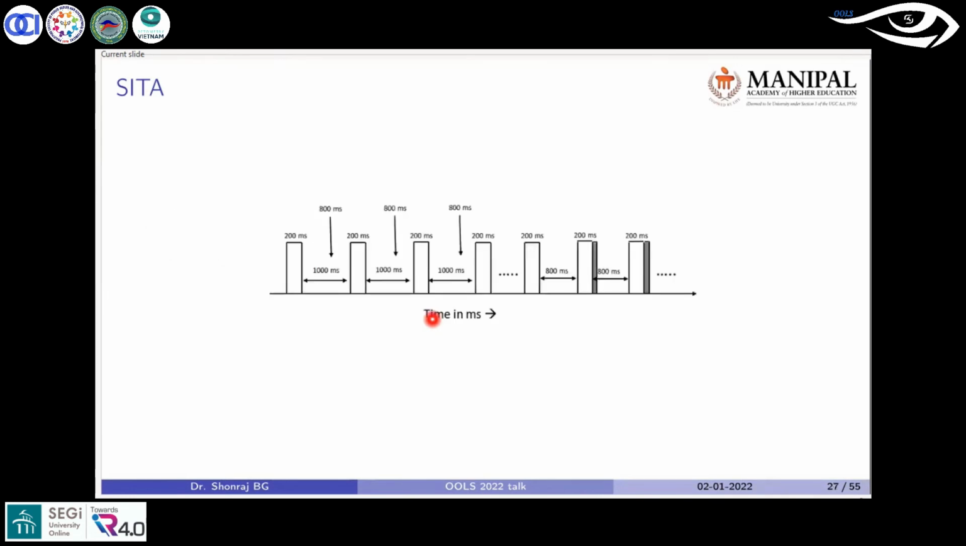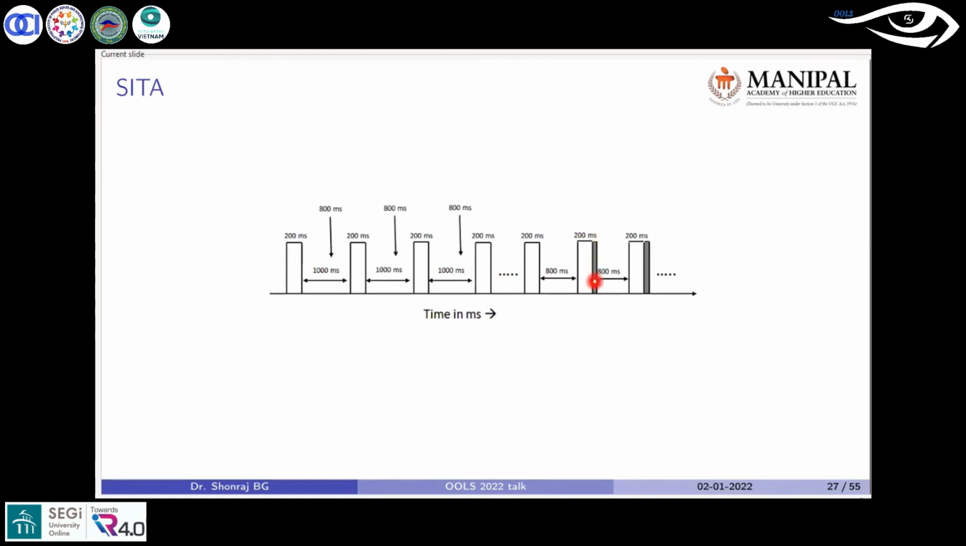But usually SITA doesn't do that. What it does is, immediately after you present the stimulus, for the next 50 milliseconds, your brain takes time to respond. So you cannot respond to the stimulus within 50 milliseconds. If you responded within these 50 milliseconds, there is no way you could have already processed the stimulus and then responded to it. So it must have been a false positive response.